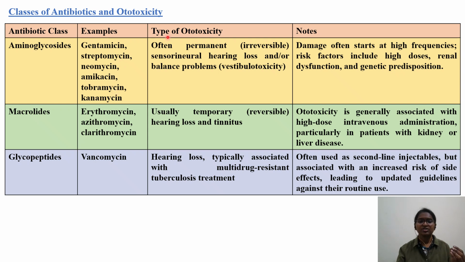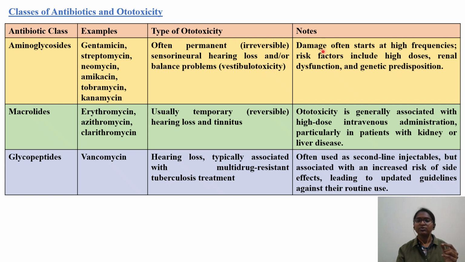What type of ototoxicity are they causing? They are causing permanent, that is irreversible, sensorineural hearing loss and/or balance problems, that is vestibulotoxicity. So two types of damage will be there: cochlear damage and hair cell disturbance. So we have sensorineural hearing loss as well as vestibular toxicity that leads to balance problems.